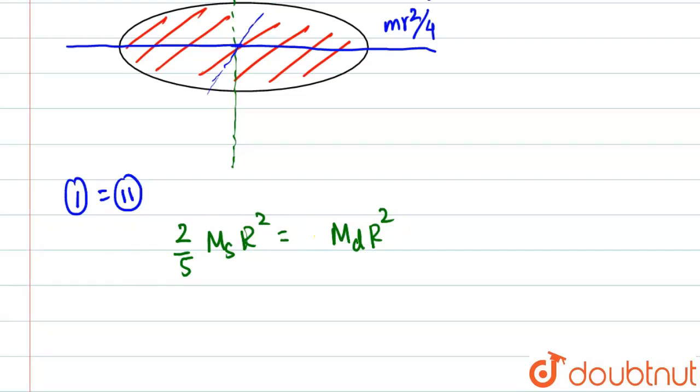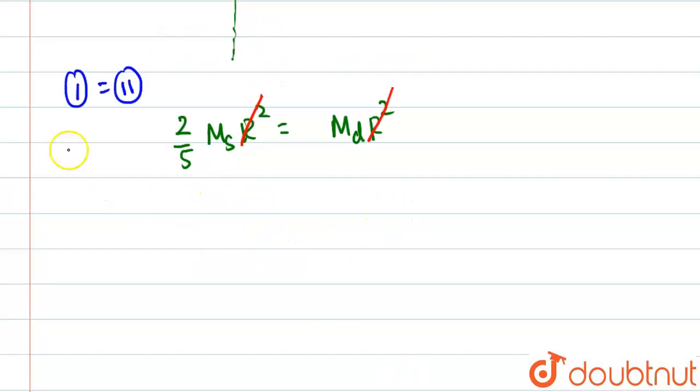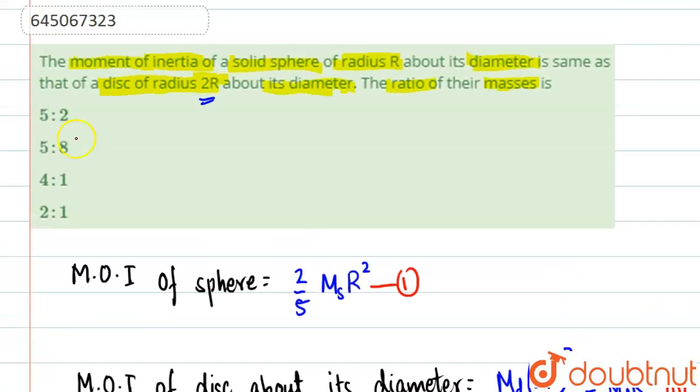Over here, r square and r square will get cancelled. And we will be left with ms by md must be equal to 5 by 2, or you can say 5 is to 2. So this is basically our answer. Our answer will be option number A, which is 5 is to 2.